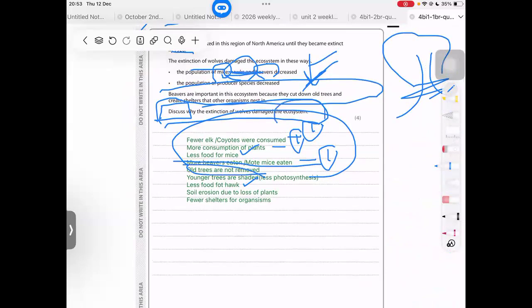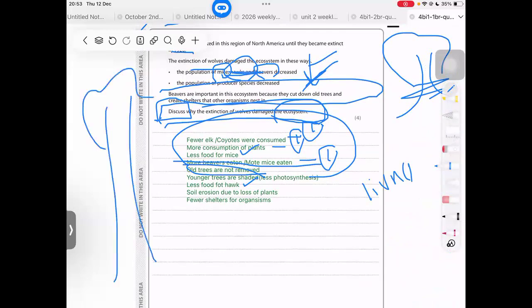They're asking about the damages to the ecosystem. That means not just the living things but also the non-living things, but trees are living things, so you can mention the trees as well. The old trees are not removed. So when old trees are not removed, what happened? They are going to shade the younger plants. Therefore, less penetration of sunlight to the growing plants. Therefore, photosynthesis will not properly happen in these younger plants, younger trees. So younger trees are shaded, therefore they will have less photosynthesis.